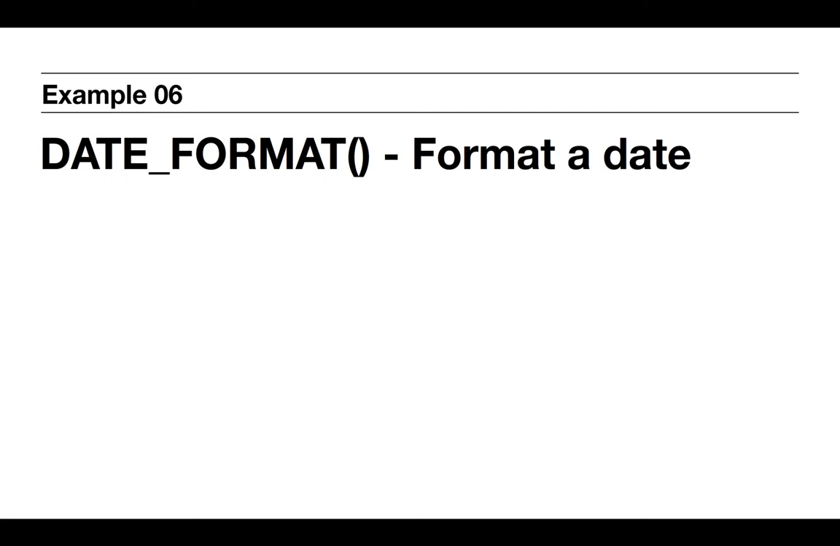Sometimes we may need to format a date because of the way a report needs to be generated, or because of cultural standards in different countries. So we can use the date format function for that. The first argument is passing in some sort of date, whether it's a column or an expression. And then the second argument is how you want to format that date.